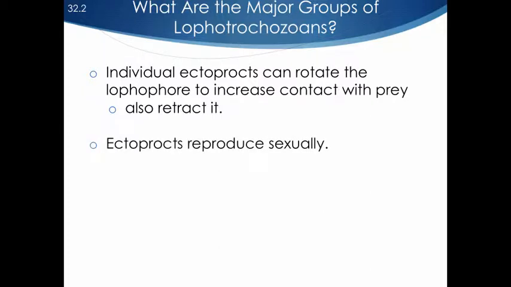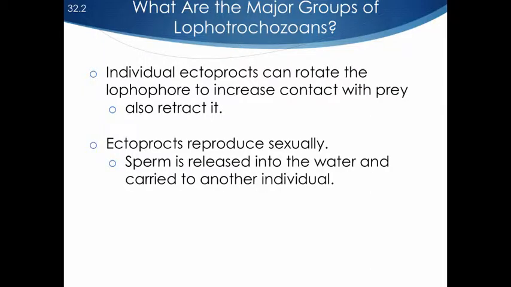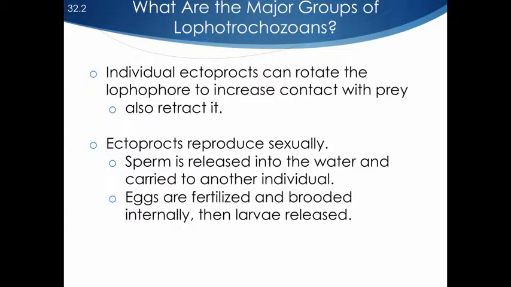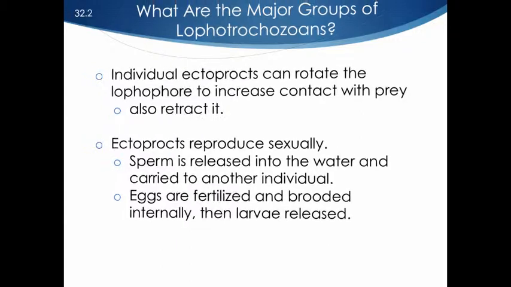So ectoprocts can also reproduce sexually, but the colonies themselves are produced asexually. This is done by sperm that is released into the water and carried to the other individual. And by individual, it would basically be probably some other ectoproct in another colony. And then the eggs are fertilized and brooded internally, and then the larvae are released.